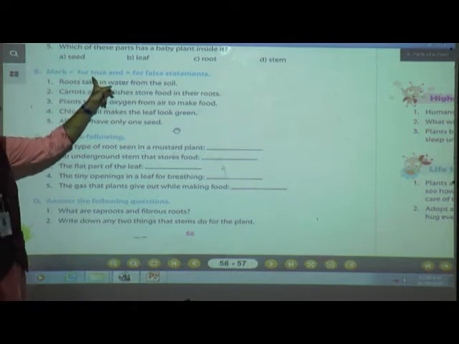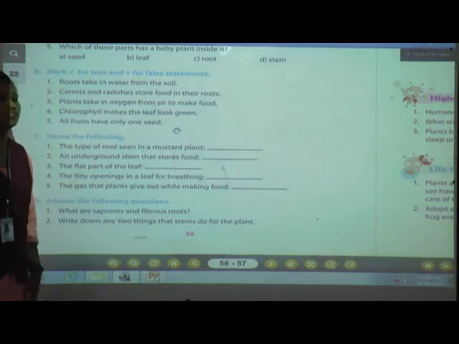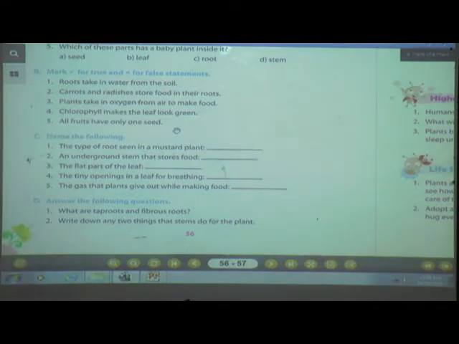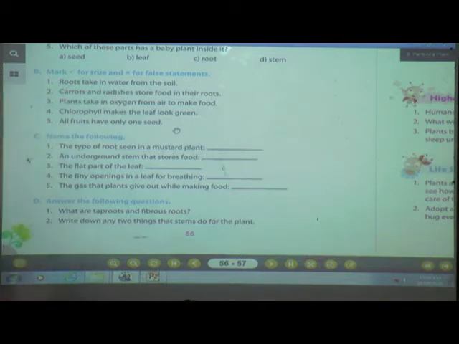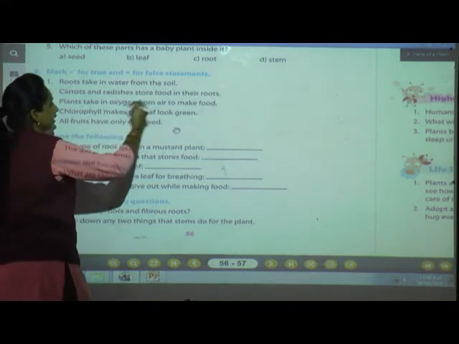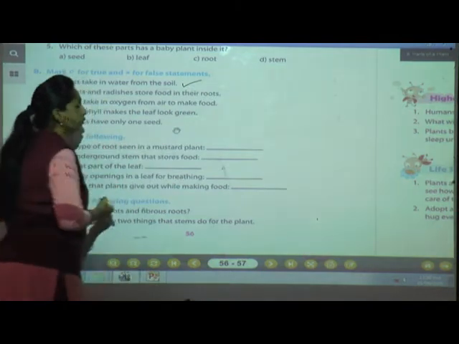Mark correct for the true and cross for the false statement. Now we will read the statement and we will decide whether it is true or false. The first statement is roots take in water from the soil. Now see what they are saying. Roots take in water. Roots, see where we give water? To the roots only. So exactly they will take in water from the soil. Isn't it? So it is a true statement.